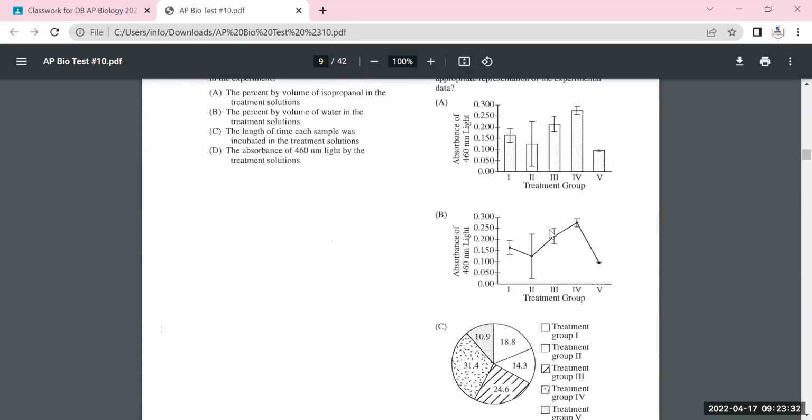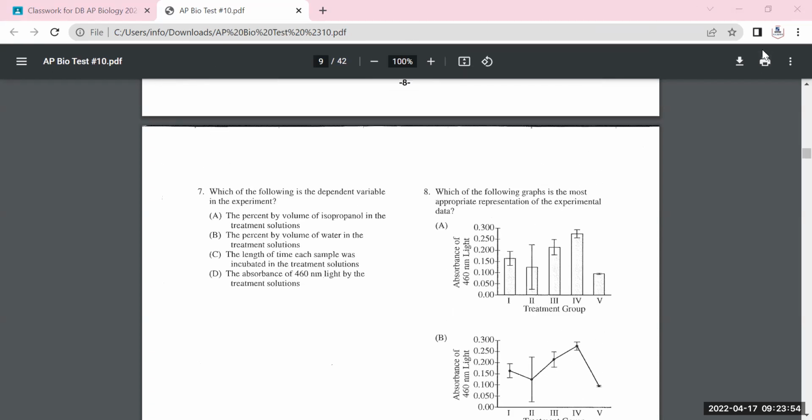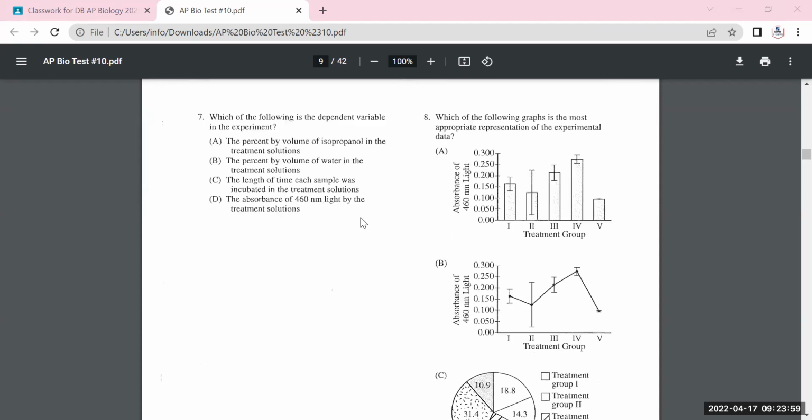So in this case, a line graph is the best way to go. A bar graph doesn't necessarily work here as well, because we're trying to see a trend. When you change your percentages, what happens to your absorbance? So the best way would be with a line graph. So 8.